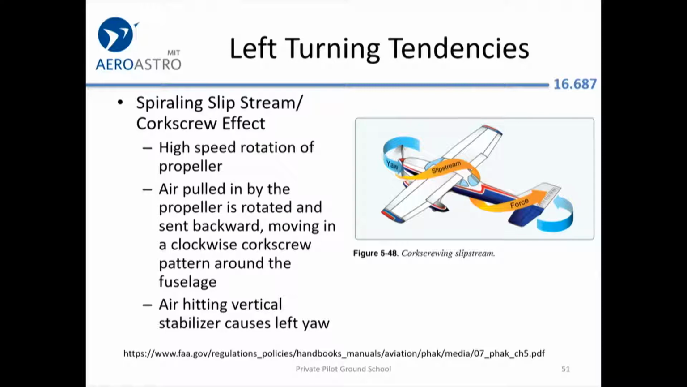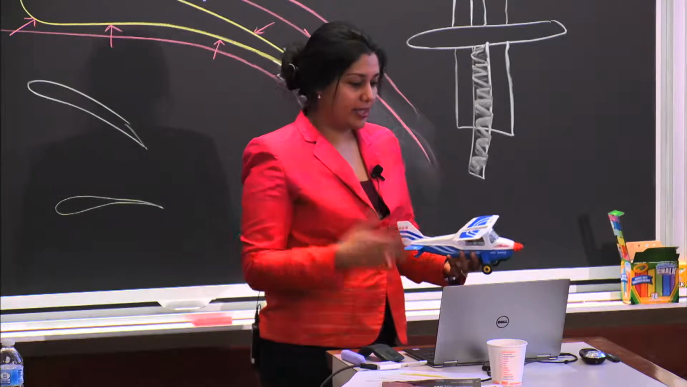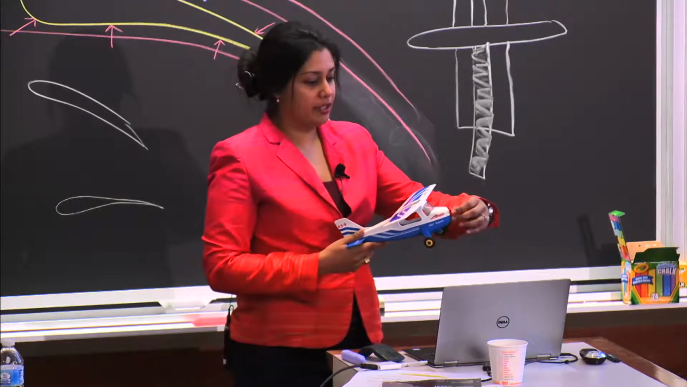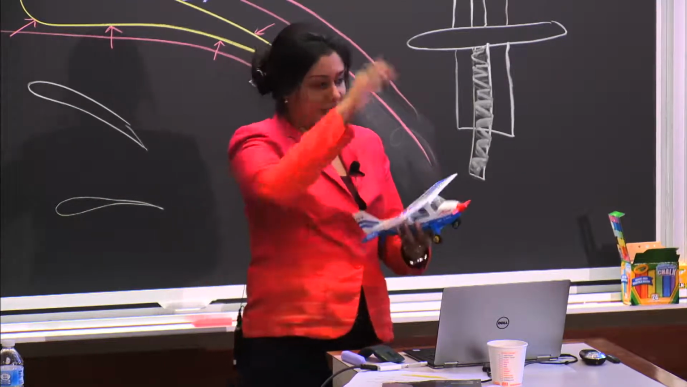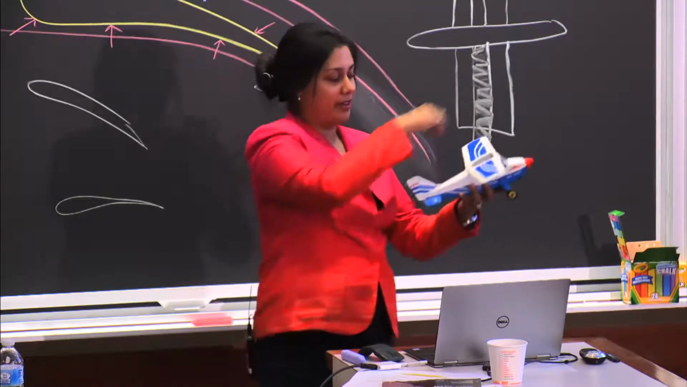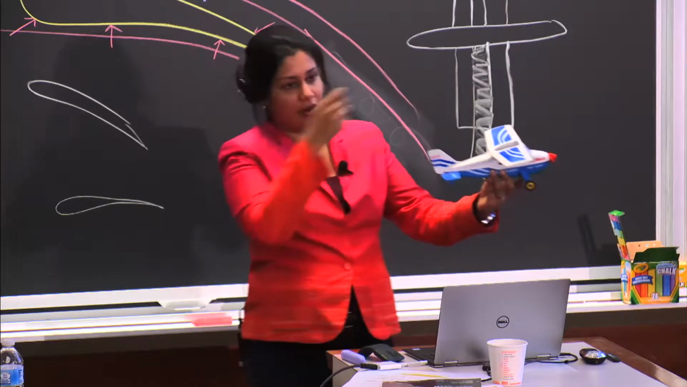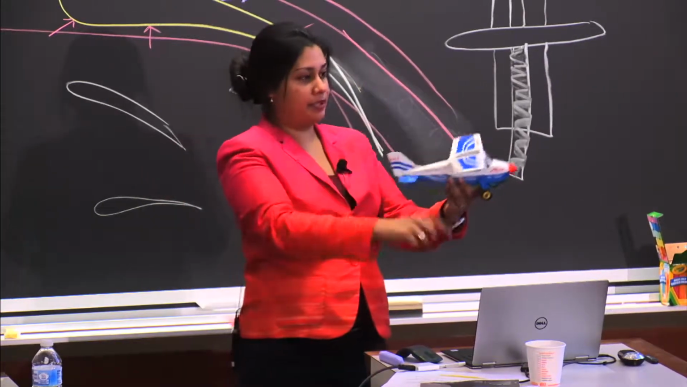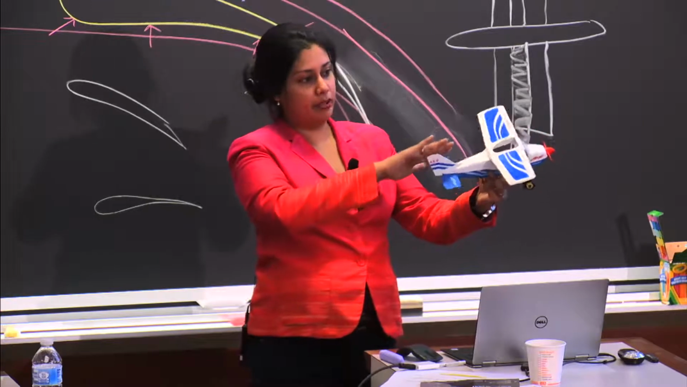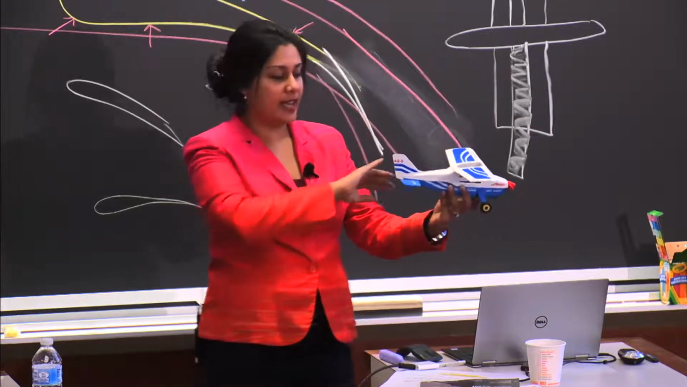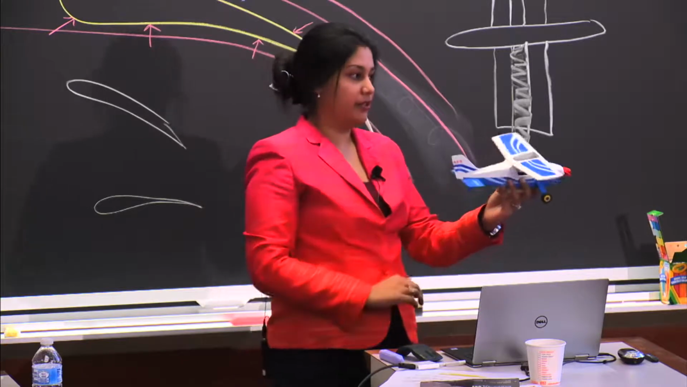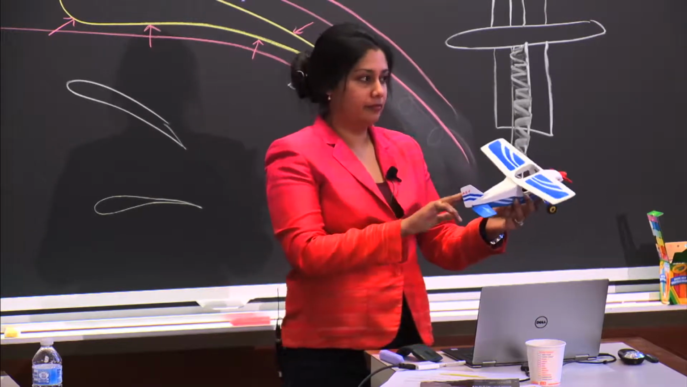So another one is called the corkscrew effect. Sometimes it's called slipstream or spiraling slipstream. It basically has to do with the fact that the propeller, remember, is just like a wing that's spinning around. It's pushing the air back, and since the propeller is spinning around, the air that's coming back from the propeller is spinning around the airplane. As it spins around, when it comes up to the back, it pushes on the vertical stabilizer, that tail piece, and causes the plane also to do a left yaw. Does that make sense?